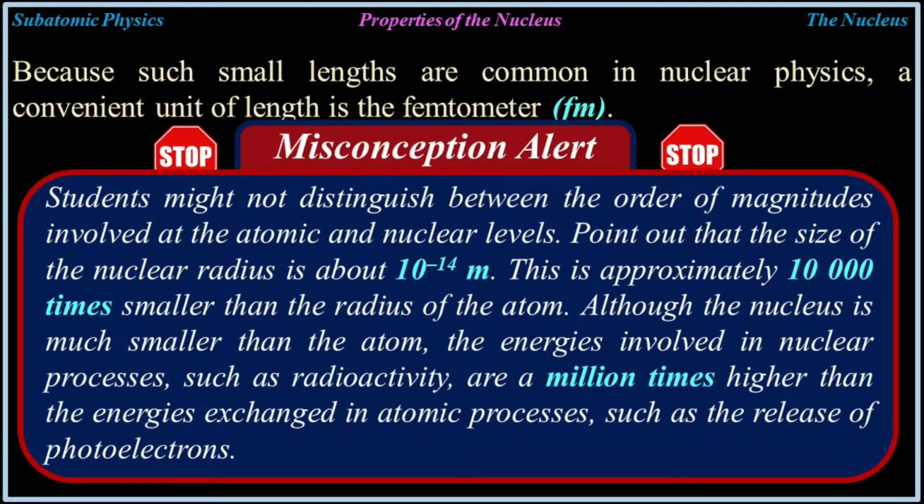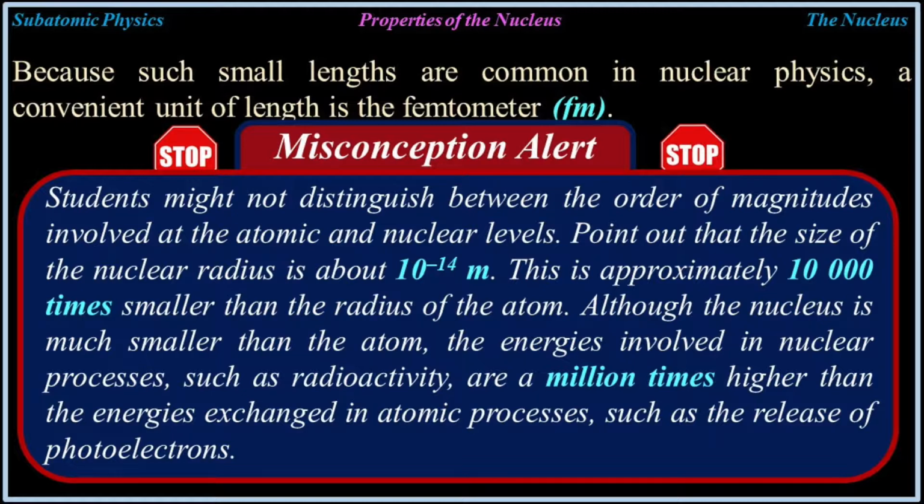Misconception alert. Students might not distinguish between the orders of magnitude involved at the atomic and nuclear levels. Point out that the size of the nuclear radius is about 10 to the negative 14 meters. This is approximately 10,000 times smaller than the radius of the atom.